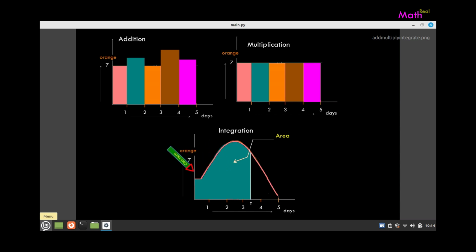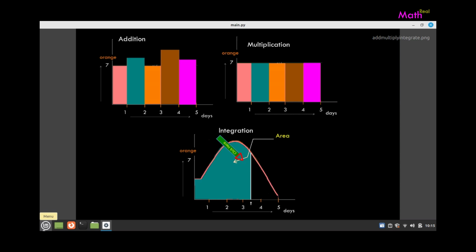So if I have a collection like this, for some time it is flat and then it is a sine wave, then at any time t, if I am able to calculate the area, that is the collection. So that is the integration. That is the difference between addition, multiplication and integration. Addition is pure addition.